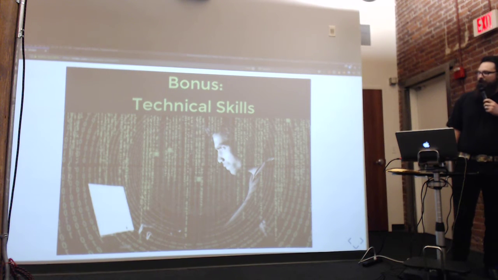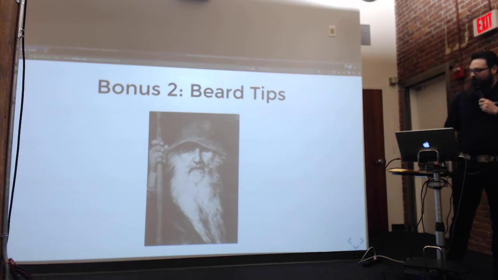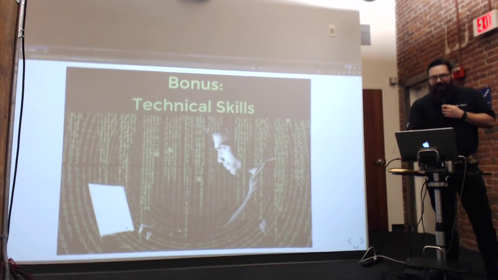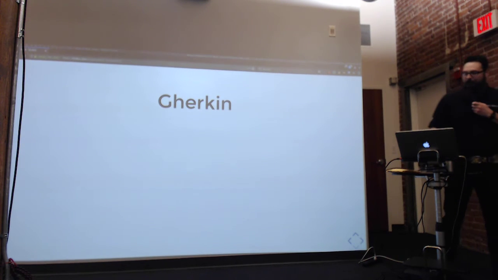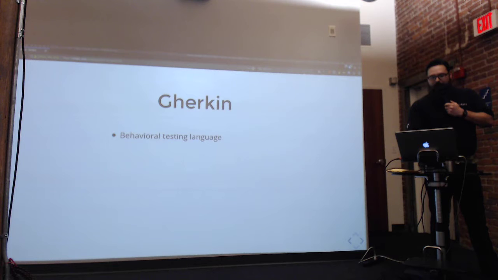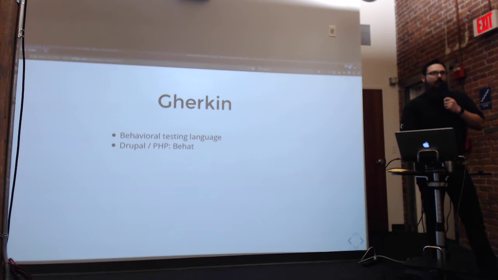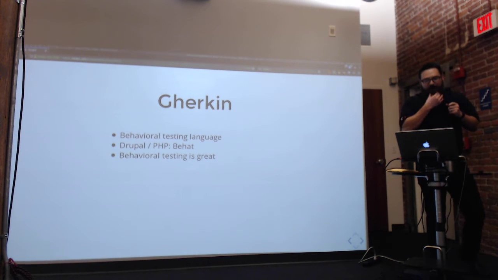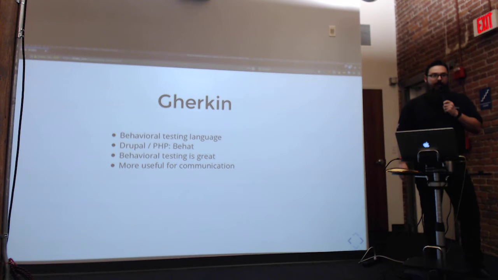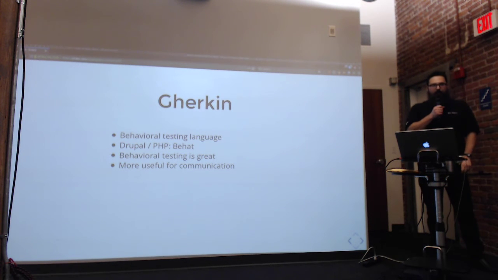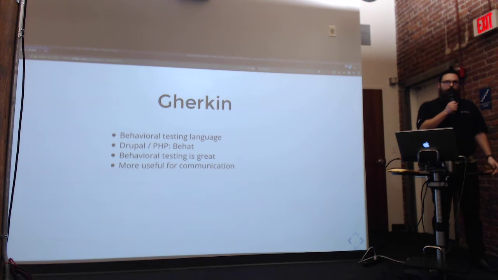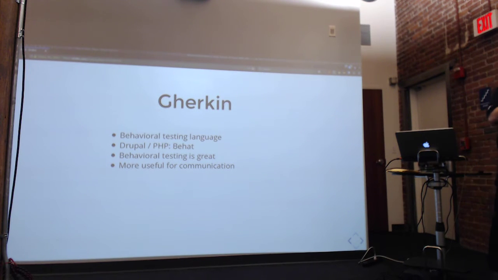Now, bonus technical skills. By the way, all this does kind of tie together. So Gherkin. Gherkin is a behavioral testing language. In Drupal, it's implemented with Behat, and behavioral testing is great. We all know that. But it's even more useful for communication. So if you're a developer and you're working with product managers and product people, you might have trouble communicating with them sometimes. Like, oh, I thought you meant this. No, I meant that.